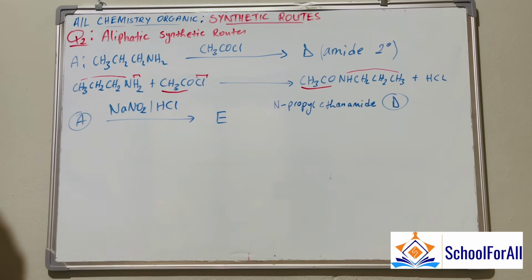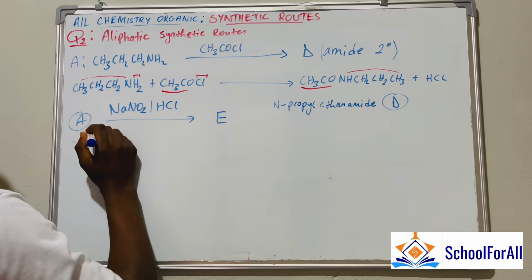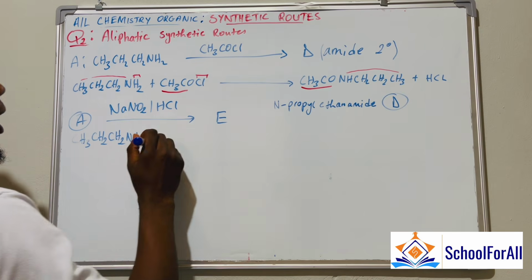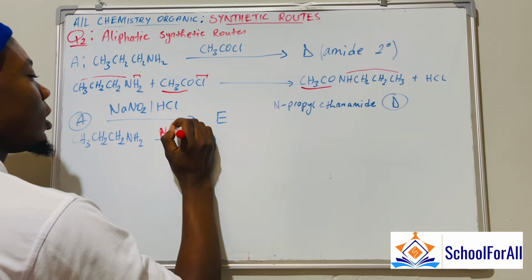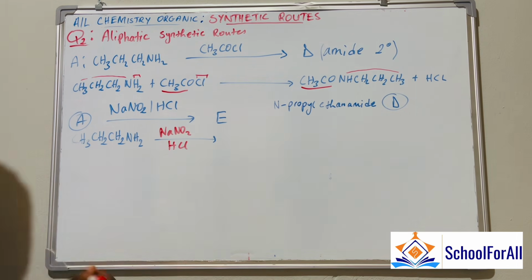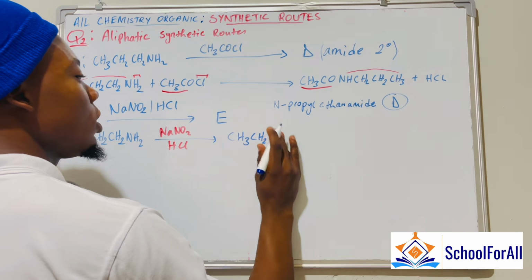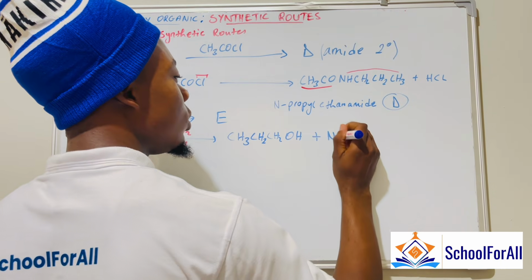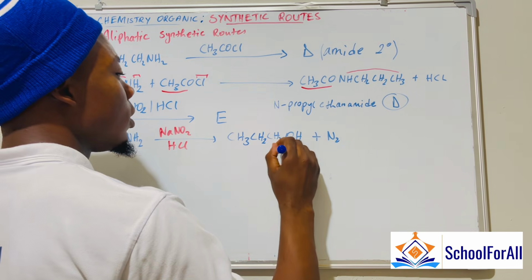Whenever a primary amine reacts with such a reagent, it is going to release an alcohol with nitrogen gas. So it means that if I have my primary amine and I put this reagent, sodium nitrite in the presence of HCl, I am going to produce the corresponding alcohol, which is CH3CH2OH, plus nitrogen gas which is generally released. So that is what is happening. So this is actually my compound E.